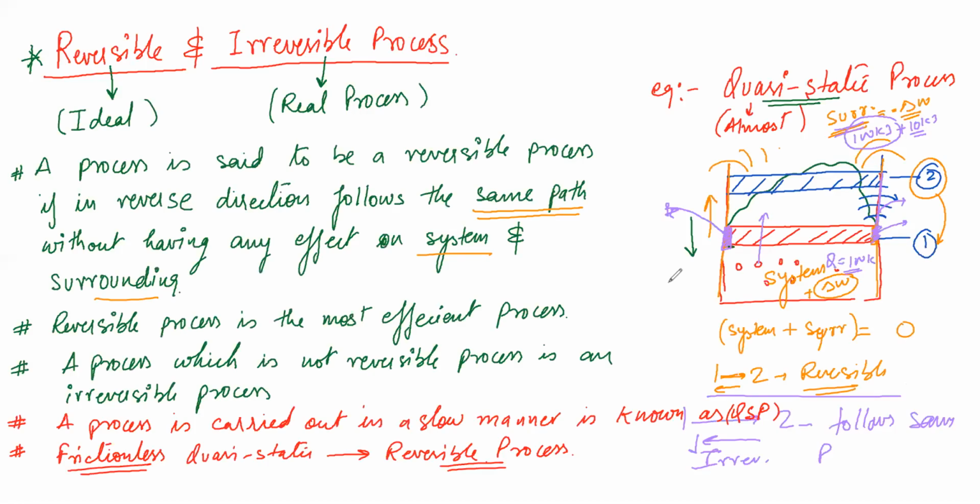So let me just repeat once in this slide. First, what is a reversible and irreversible process? A process is said to be a reversible process if in reverse direction it follows the same path without having any effect on system and surrounding, right? A reversible process is the most efficient process. A process which is not reversible is an irreversible process. And with respect to the quasi-static process, a process carried out in a slow manner is known as a quasi-static process. And the important point is a frictionless quasi-static process is defined as a reversible process, right?